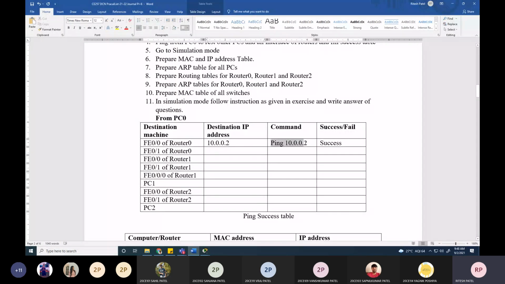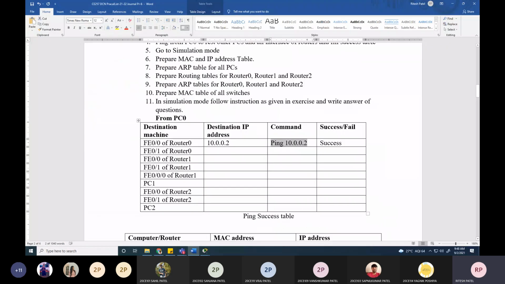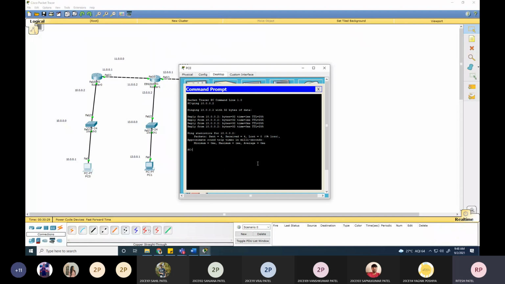And what is the command you typed? You have to write that over here. FE0/1, which indicates the 0/1 IP address of this router, which is nothing but 11.0.0.1. So the destination IP address is 11.0.0.1. The command would be ping 11.0.0.1 and definitely you will get success. So I trust all of you that you can do it by yourself, and until and unless you get success over here, do not write success over there.